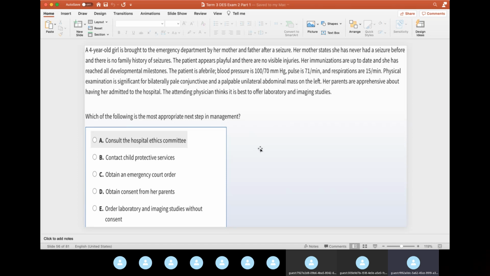Mm-hmm. Okay. That's a good one. So the patient appears playful. The patient is not fearful, right? That's a good one. And you have to look at the signs and symptoms. You have no stages of healing, right? If you have any lesions, that's different stages of healing.